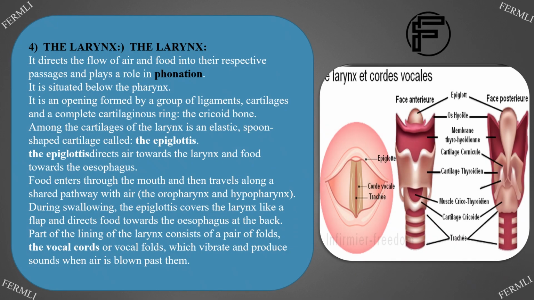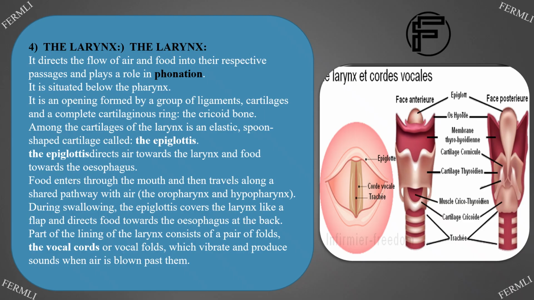3. The larynx. It directs the flow of air and food into their respective passages and plays a role in phonation. It is situated below the pharynx. It is an opening formed by a group of ligaments, cartilages, and a complete cartilaginous ring, the cricoid cartilage. Among the cartilages of the larynx is an elastic, spoon-shaped cartilage called the epiglottis. The epiglottis directs air towards the larynx and food towards the esophagus.